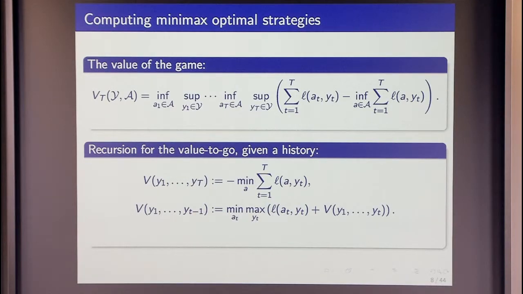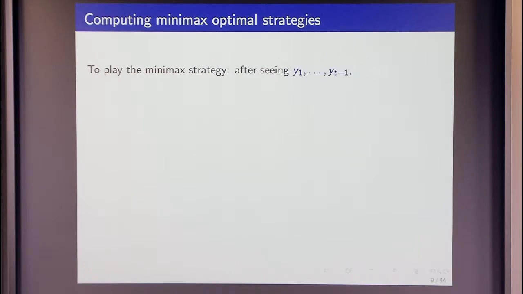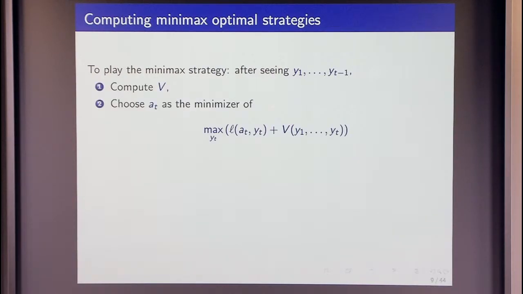So we iterate that backwards, and that gives us, when we have seen no outcomes, the value of the game. Okay, so what we're interested in is that recursion, and in particular, what's the minimizing action for any particular sequence of past outcomes, so for any history. So to play the minimax strategy, we just need to compute that value function and then find the minimizing action, the one that, given the adversary's best response, minimizes this loss plus value to go.